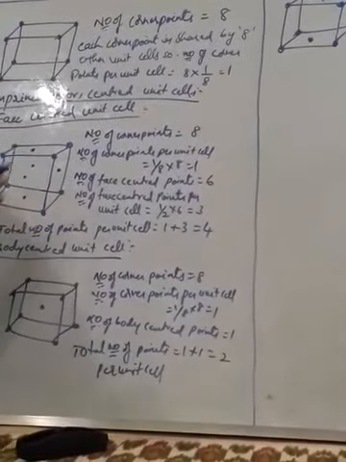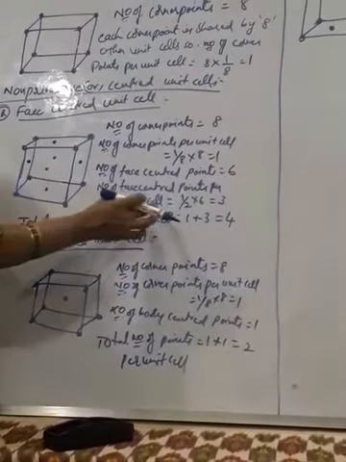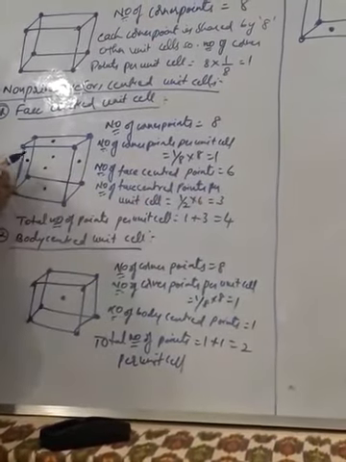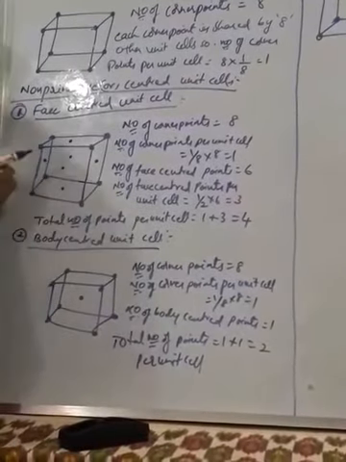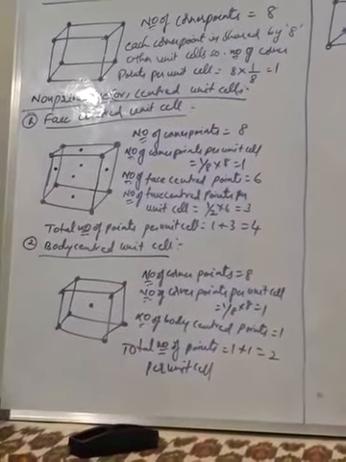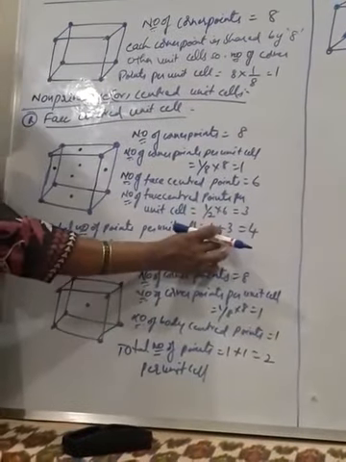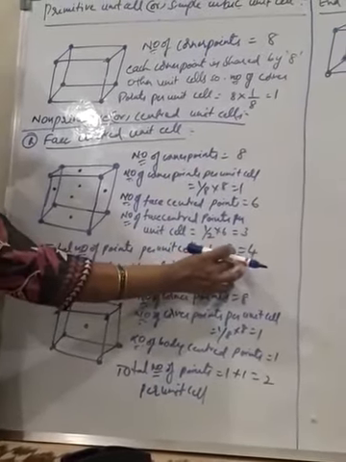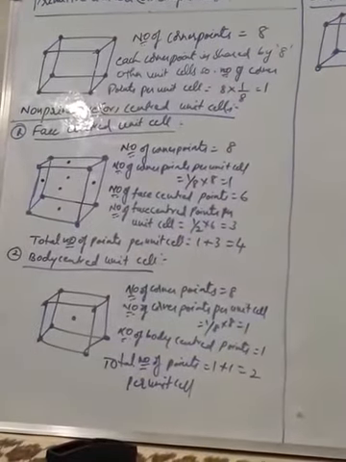Because each face centered point is shared by 2 other unit cells, so half into 6, that is equal to 3. So total number of points per unit cell in FCC, face centered unit cell, is 1 plus 3, that is equal to 4. So totally 4 lattice points per unit cell are there.